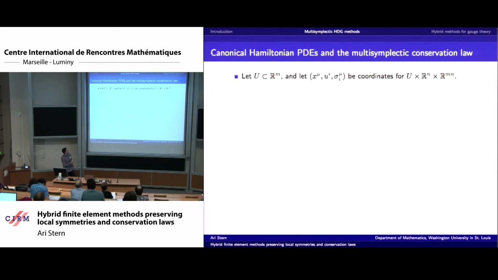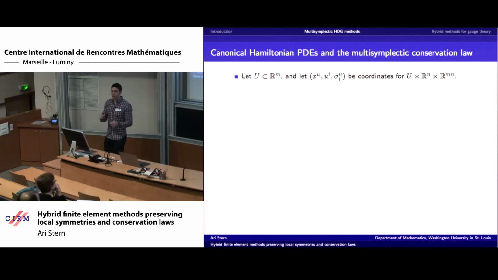time, m equals 1, then I just have q_i and p_i, right? Because I've got my conjugate momenta to the time derivatives. But here I have m times n of these, because I have conjugate momenta for the partial derivatives of u_i in each of the mu directions from 1 to m.